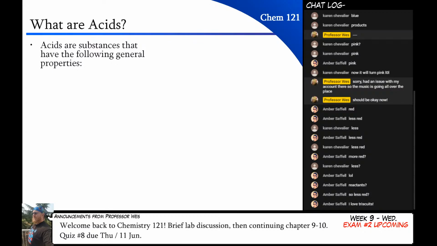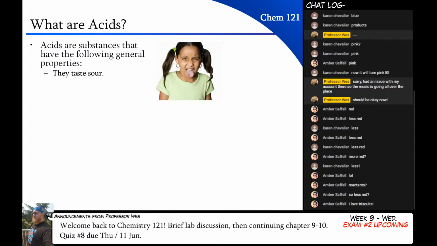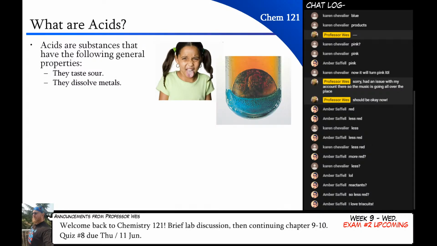What are acids? Acids have these properties in common. Acids taste sour, so you might have eaten some things like lemon. Lemon juice is an acid. It's citric acid. It's very sour. The tartness that comes from other citrus fruits, like an orange, a lime, or a grapefruit, these are all different amounts of acids. If you've ever tasted vinegar by itself, it's super sour. I don't like vinegar that much myself.